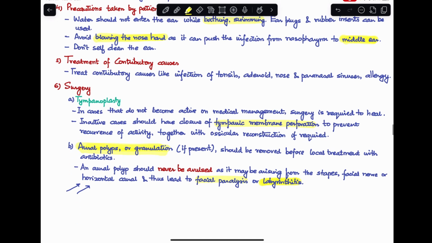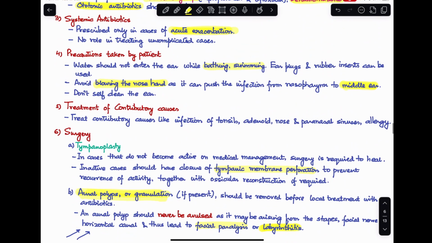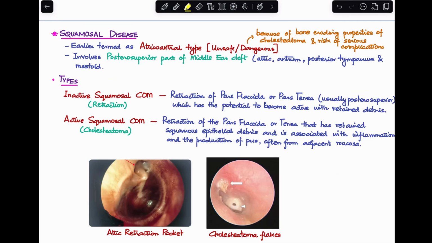So this is all about the treatment aspect of mucosal disease. This completes everything about mucosal disease. Next, we'll talk about squamosal type of chronic otitis media. Now, coming to squamosal type of chronic otitis media.